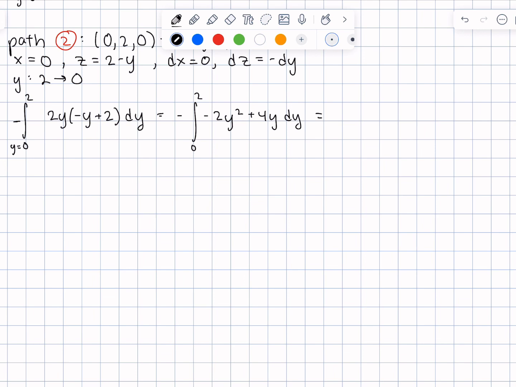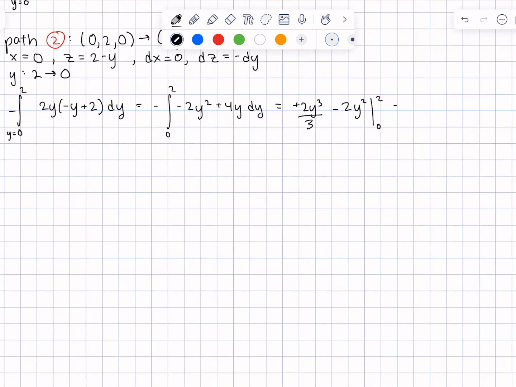which is going to be our plus 2y cubed over 3 minus 2y squared, because it's 4y squared over 2. And then this is going to go from 0 to 2. And then that just simplifies into our 16 over 3 minus 8, which gives us negative 8 over 3 if we were to use the same fraction method as we used above. So there's our answer for path 2.